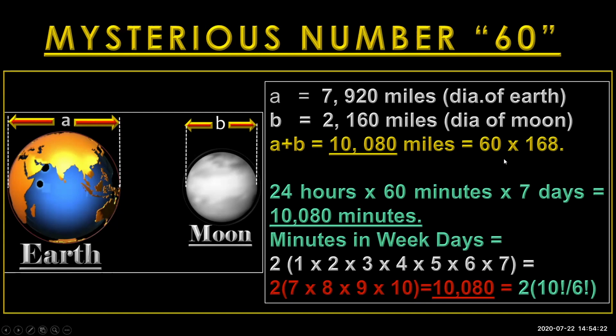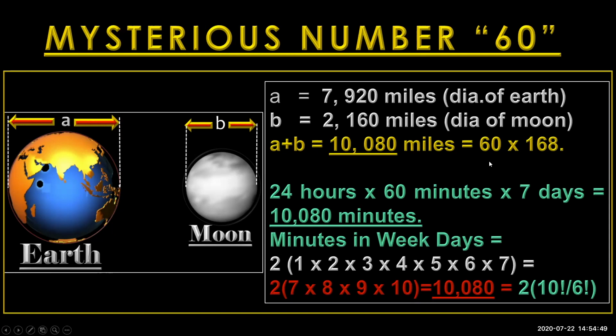And this is equivalent to the minutes in the week. That is 24 hours a day, 60 minutes per hour, and 7 days in a week. Total is 24 by 60 by 7. You get 10,080 minutes. And this 10,080 minutes is the same as this. Therefore, 168 times 60, 60 is a mysterious number.